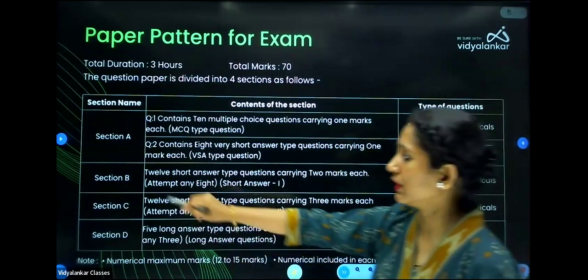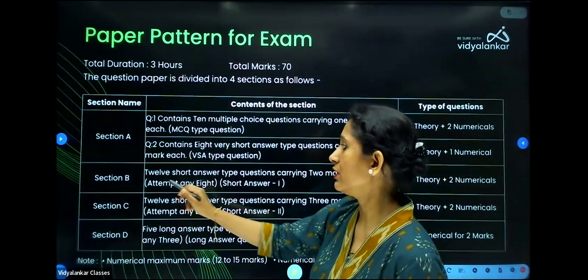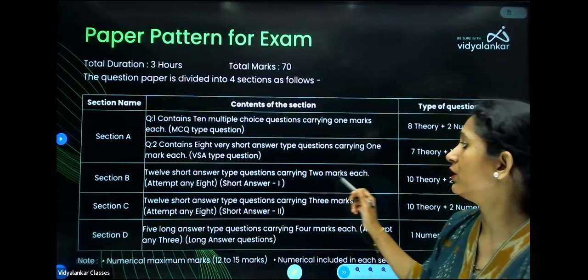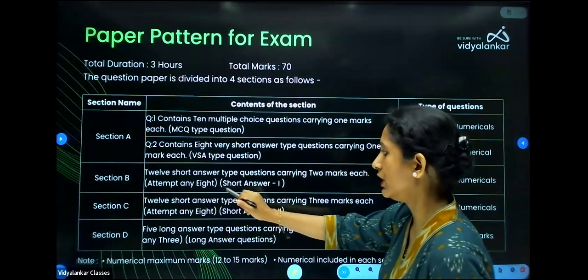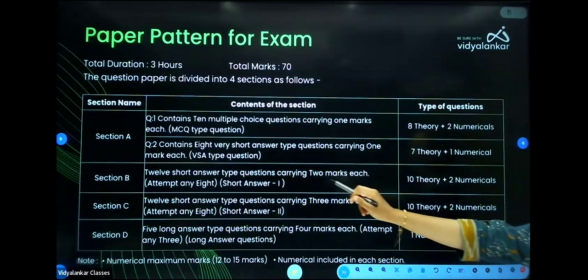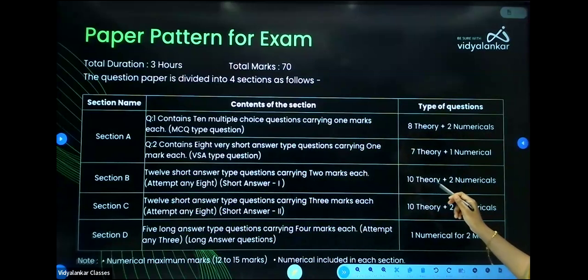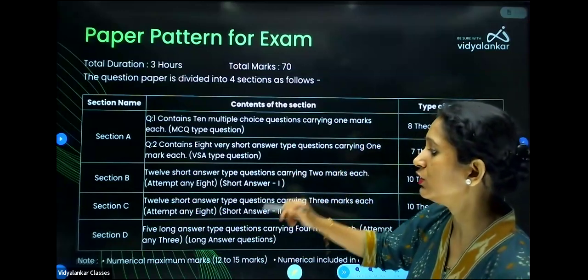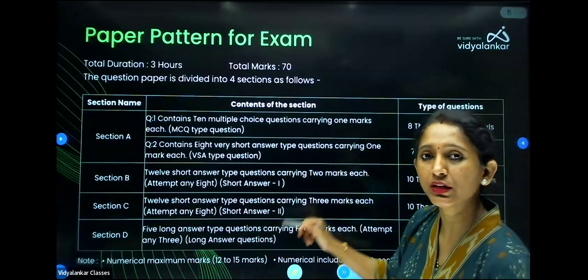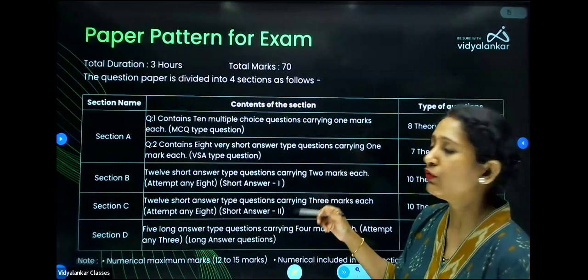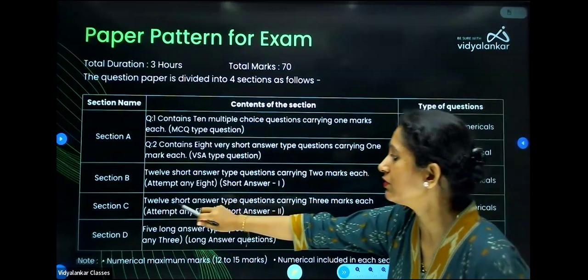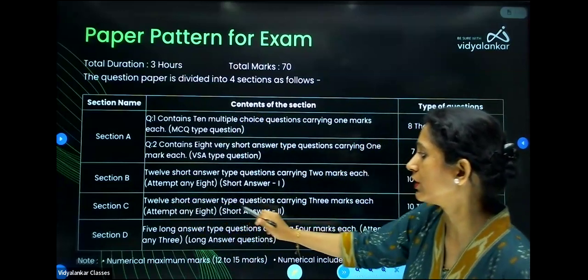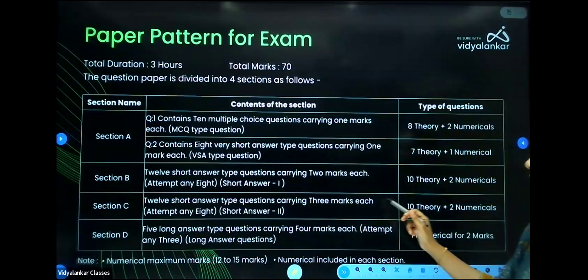After that, let us go to the next, that is Section B. It contains 12 short answer type questions carrying 2 marks each. Here you get the option to attempt any 8. Among these 12 questions, you may find 10 theory questions and 2 numericals. From Section B to Section D, you get a choice to attempt questions which you find easy. Section A is compulsory. Now Section C again contains 12 short answer type questions carrying 3 marks each.